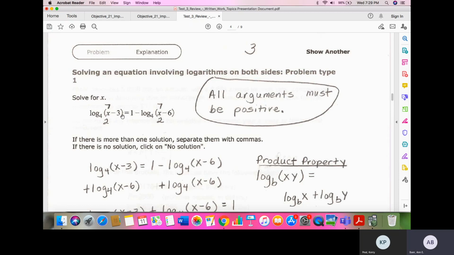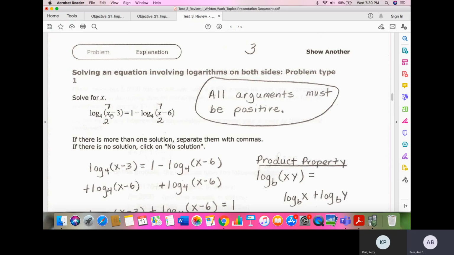The 7 and 2 are there because I was checking in the argument to make sure that all arguments are positive. And if I didn't get a positive argument, I threw out the number that I thought could be a possible solution. And over here, we have log base 4 of the argument x minus 6. So x minus 3 is an argument, and x minus 6 is an argument. That's what you're taking the log of. And both this x minus 3 and this x minus 6 must be positive.